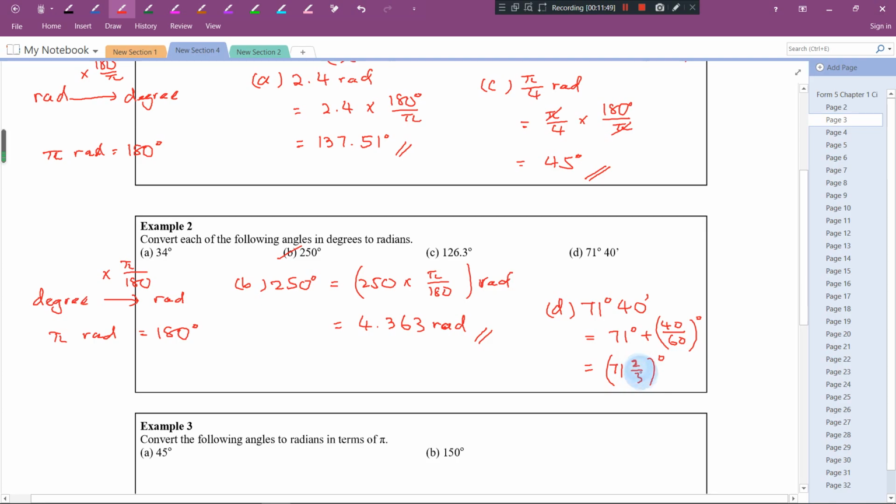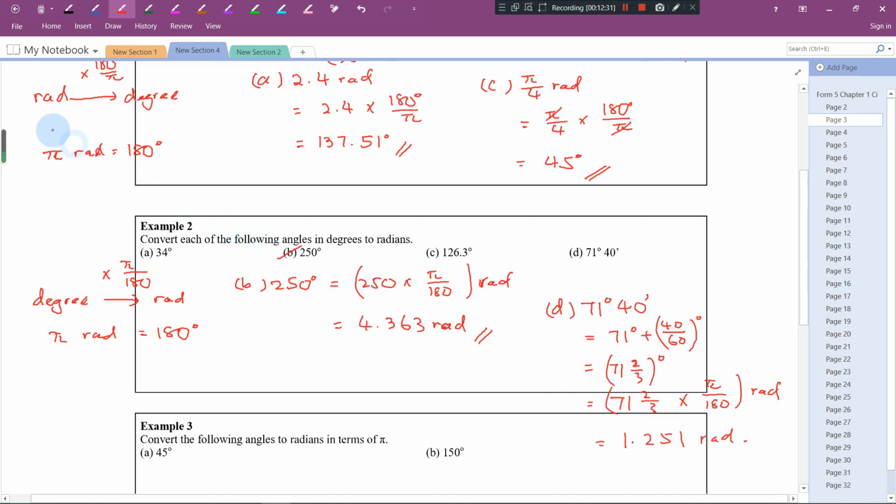So, okay, 71 and 2 over 3 degree. If I want to convert it to radian, what I do is I just times pi over 180. Actually, you don't have to write so long. I just want to show you clearer, so I write a lot of steps here. Then it will become radian. Just press the calculator. It's equal to 1.251. Same thing, I round off to 4 significant figures, 1.251 radian.